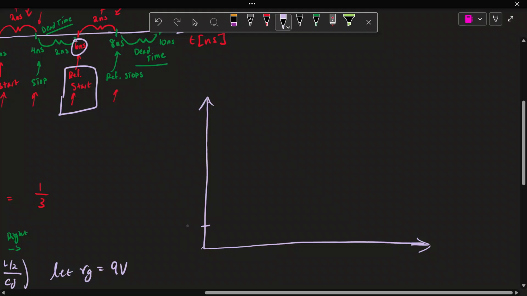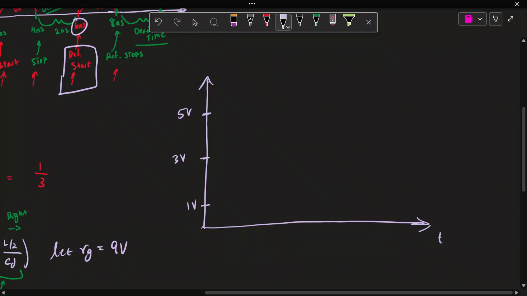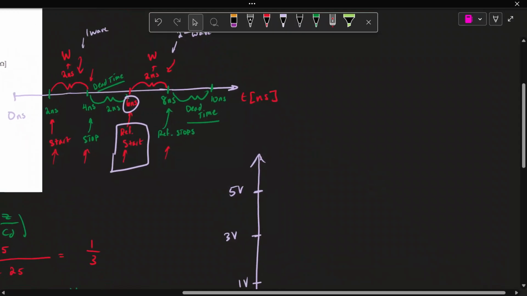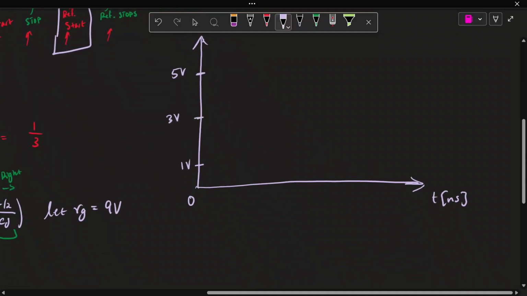So we'll say this is 1 volt, this is 5 volts, and this is 3 volts. And we have time in nanoseconds. What are the important times? Well, let's look at our time graph. 2 is important, 4 is important, 6 is important, and 8 is important. So we start with 0, then 2 nanoseconds, 4 nanoseconds, 6 nanoseconds, 8 nanoseconds, and of course we go up to 10 nanoseconds.